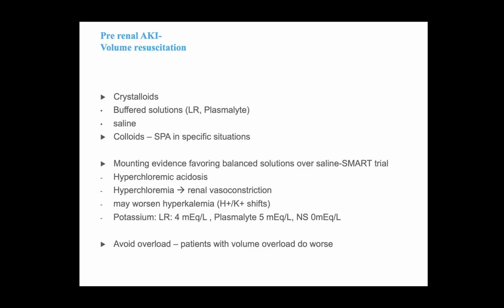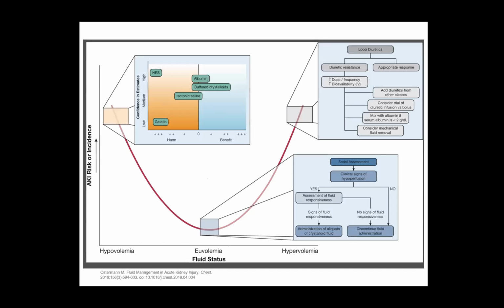saline because, with normal saline, as you can tell, there's 154 milliequivalents of chloride, which can cause hyperchloremic acidosis. And hyperchloremia, on the other hand, can worsen hyperkalemia. The key in these patients when you do volume resuscitation is frequent monitoring of their clinical status, because if these patients get overloaded, they do much worse.